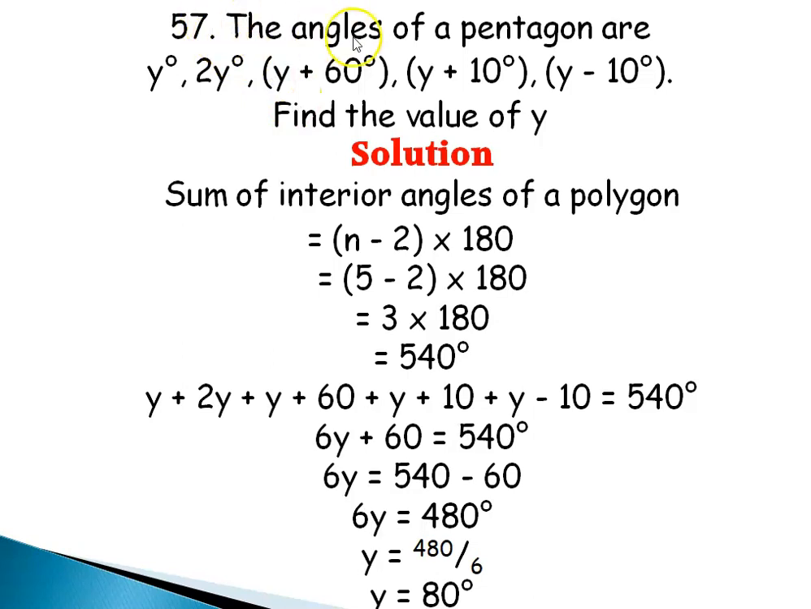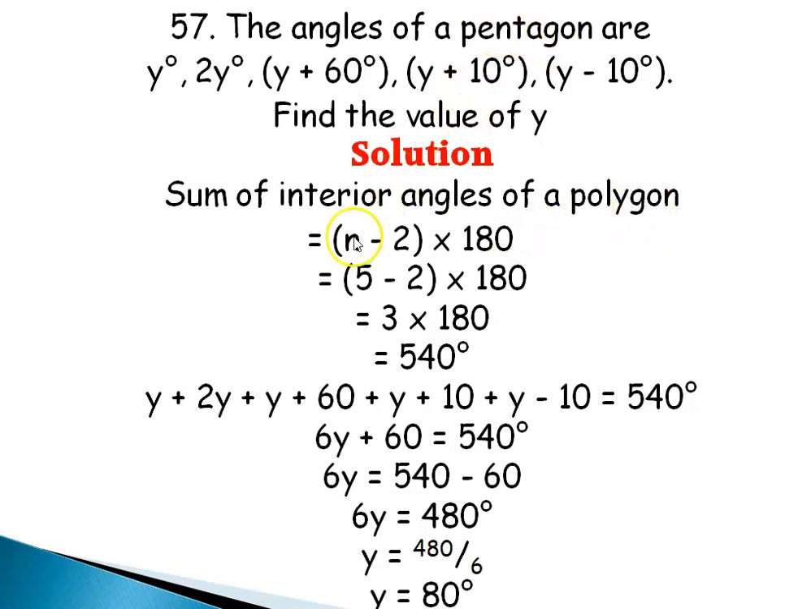Question 57. The angles of a pentagon are y degrees, 2y degrees, y plus 60 degrees, y plus 10 degrees, y minus 10 degrees. Find the value of y. Alright, a pentagon has 5 sides. So first of all, let's look for the sum of the interior angles of this particular polygon.